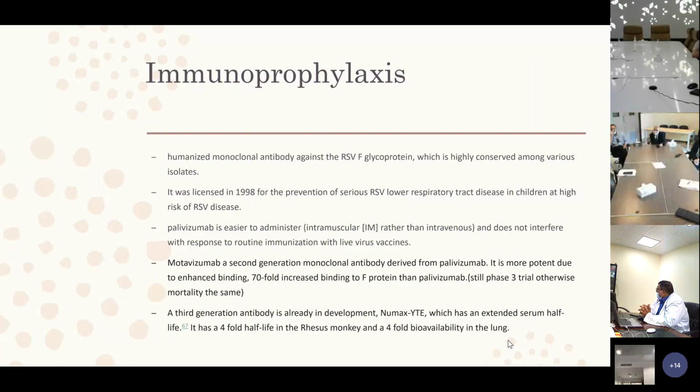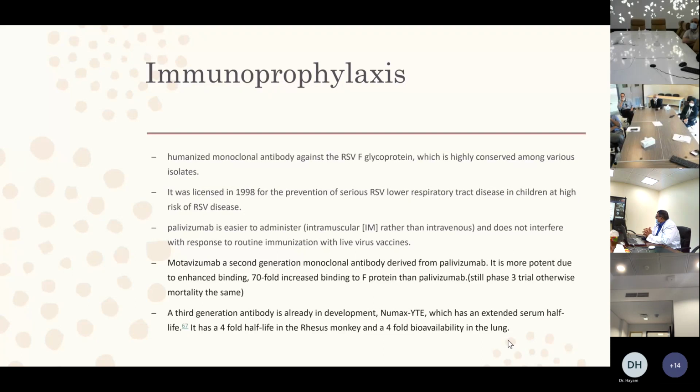Okay, in immunoprophylaxis, usually this is a humanized monoclonal antibody against the RSV glycoprotein. It was licensed in 1998 for prevention of serious RSV lower respiratory tract infection, especially in the high-risk group. Bevacizumab is easier to administer, it's IM, and does not interfere with the response to live virus vaccine. Now there's motavizumab, a second generation, not yet approved, not yet used. Both were submitted to the FDA for licensing in 2008, but it's still not approved.